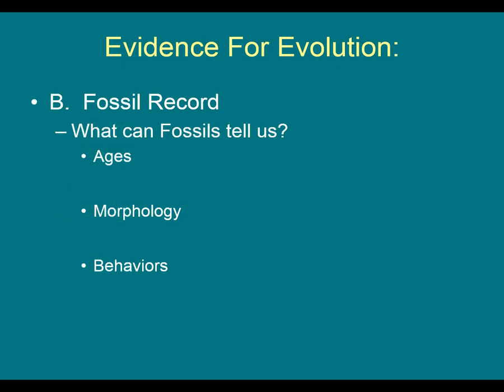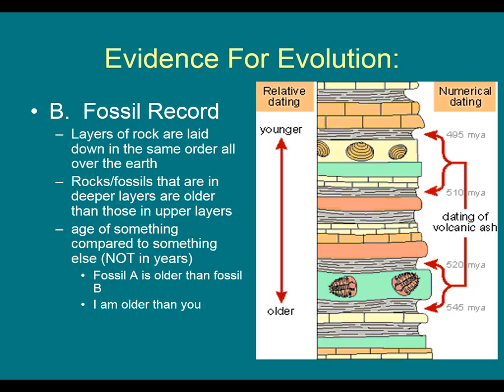Okay, so fossils can tell us ages. They can tell us morphology, which is the shape of organisms, maybe how they moved, how they ate, behaviors of what they did. So where were they found? Were they found around crushed rock? Does that mean that they stay in one area? Do we find them around footprints? What was their gait? All those things can be figured out from the fossil record. So again, the fossil record is very simple, very easy.